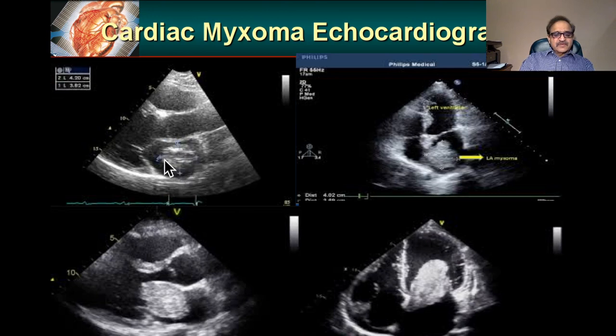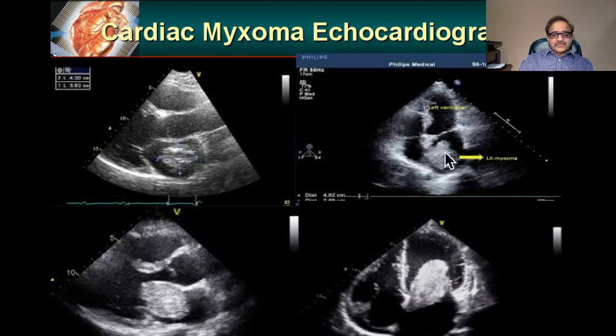This is the left atrium, aorta, right ventricle, and left ventricle, and in between is the mitral valve. This is a systolic frame, and you can see in diastole the tumor has moved towards the left ventricle and has obstructed the left atrium.